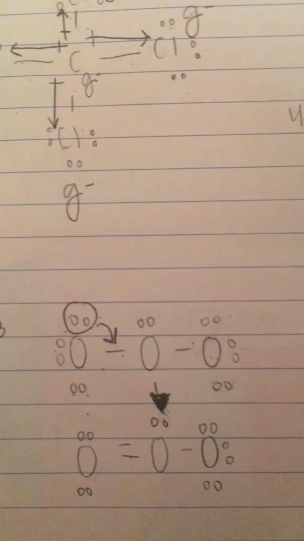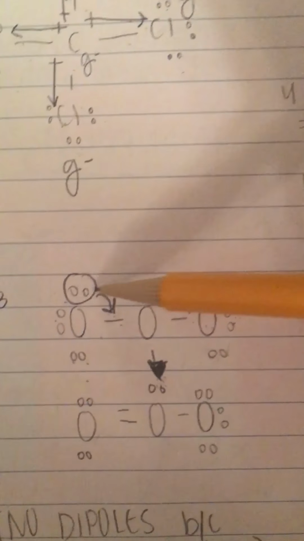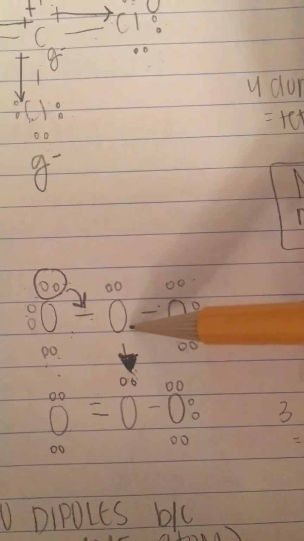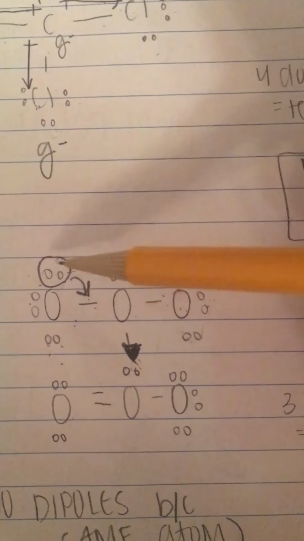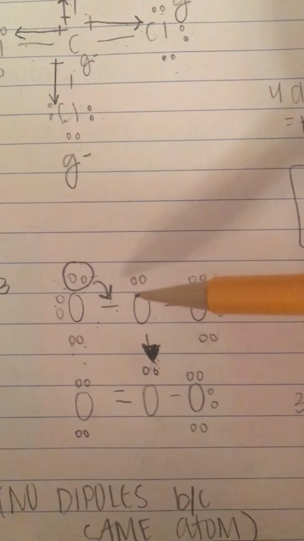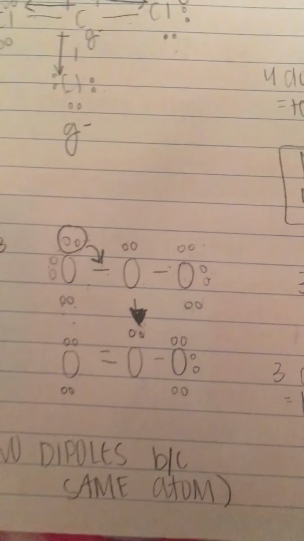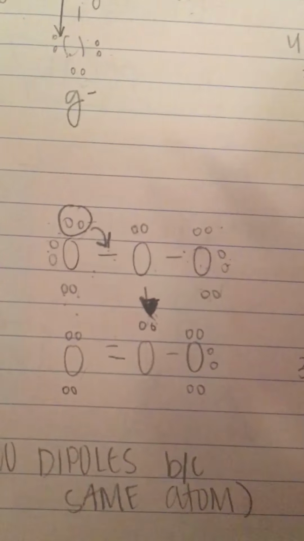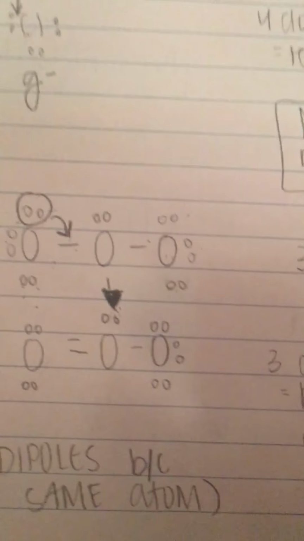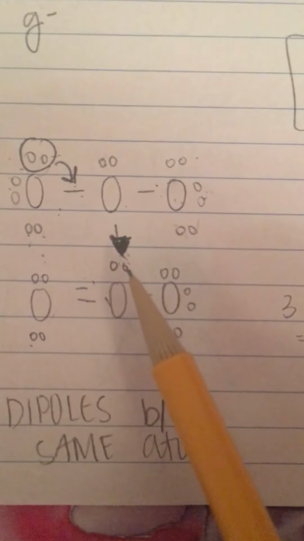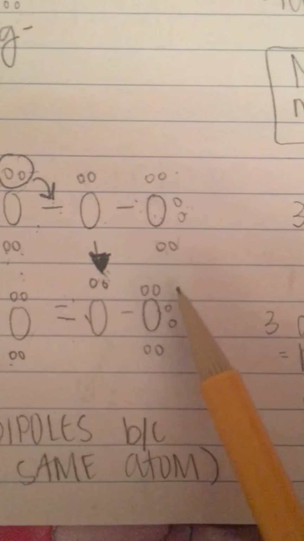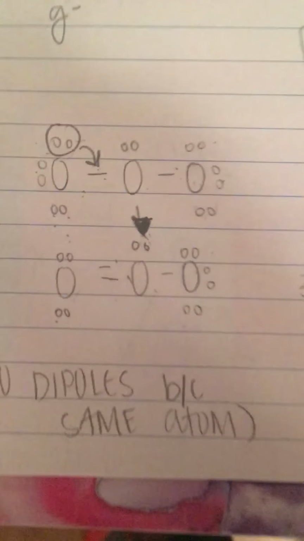Now we have to check octets: 2, 4, 6, 8, 2, 4, 6, 8, 2, 4, 6. Okay, so the center atom does not have an octet, so we have to move electrons from one of the O's to make a double bond. It doesn't matter which one, just pick one because they're all the same. So this is what we will get, and each O has 8, an octet.